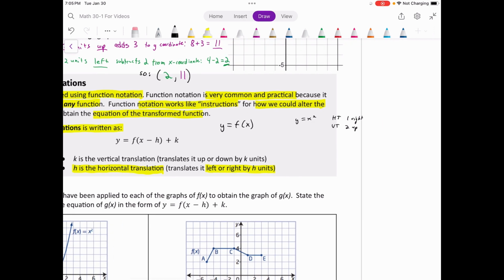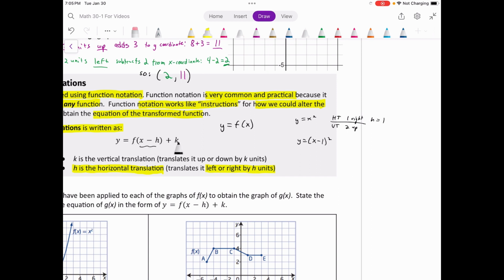So to translate it 1 unit right, like this says, replace x with x minus h. So a horizontal translation of 1 unit right means h is 1. So I would rewrite this as y equals x minus 1 squared. And if this is f of x, this is f of x minus 1, right? I've replaced x with x minus 1. My input now is x minus 1.